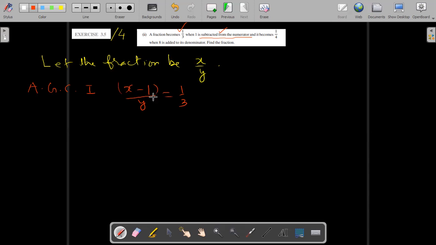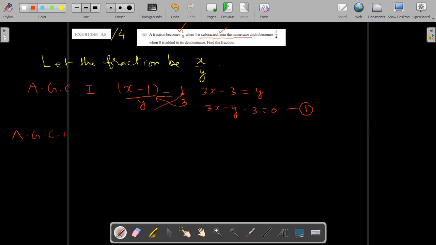Cross multiply to get the first equation. So this 3 will multiply with x minus 1, and y with 1. So we get 3x minus 3 is equal to y, or 3x minus y minus 3 is equal to 0, our first equation.